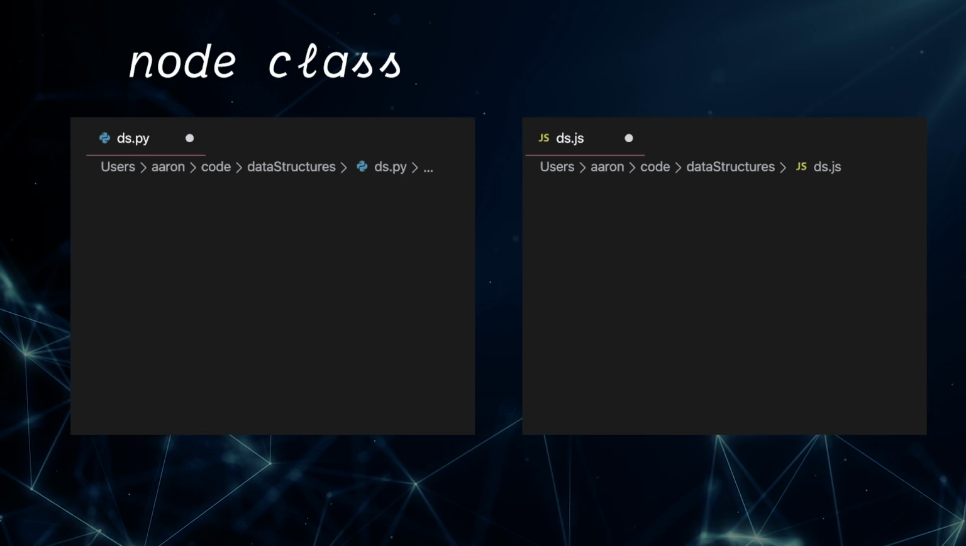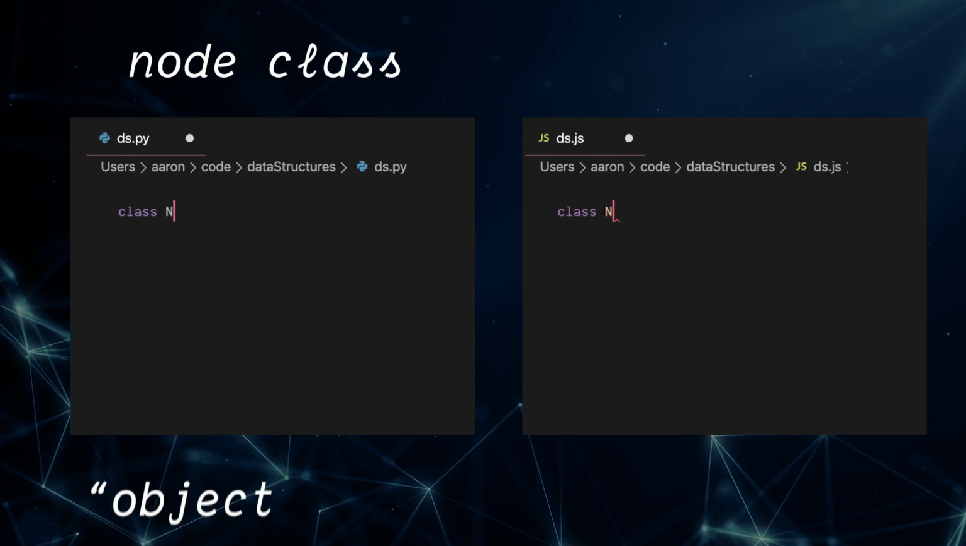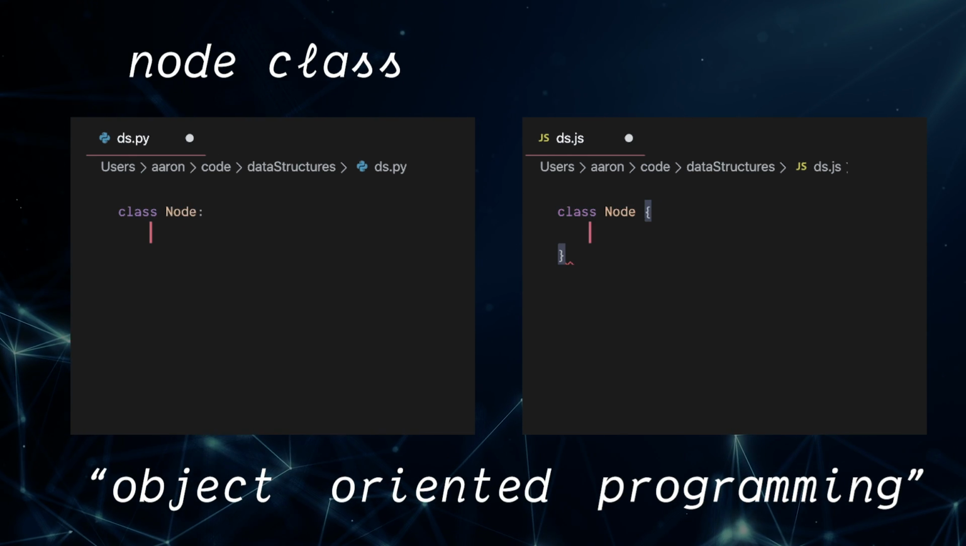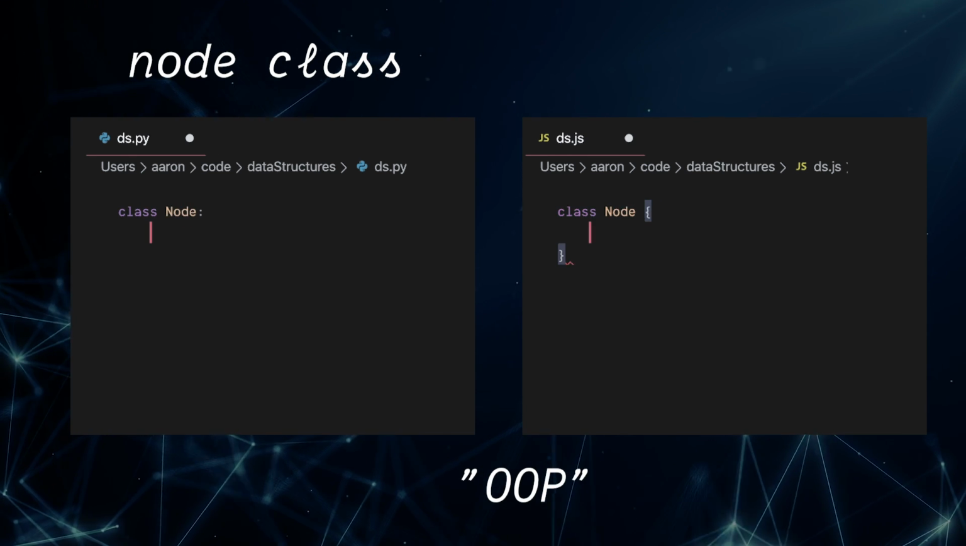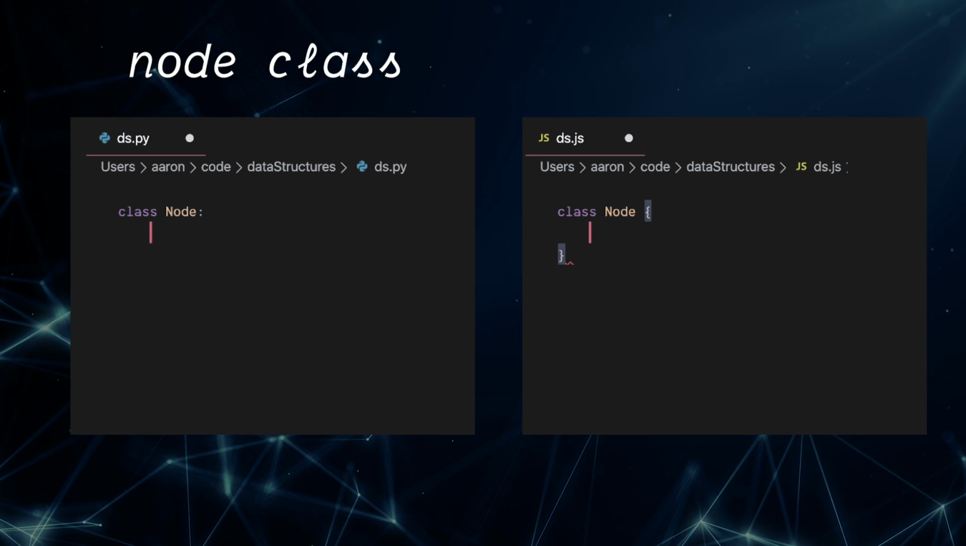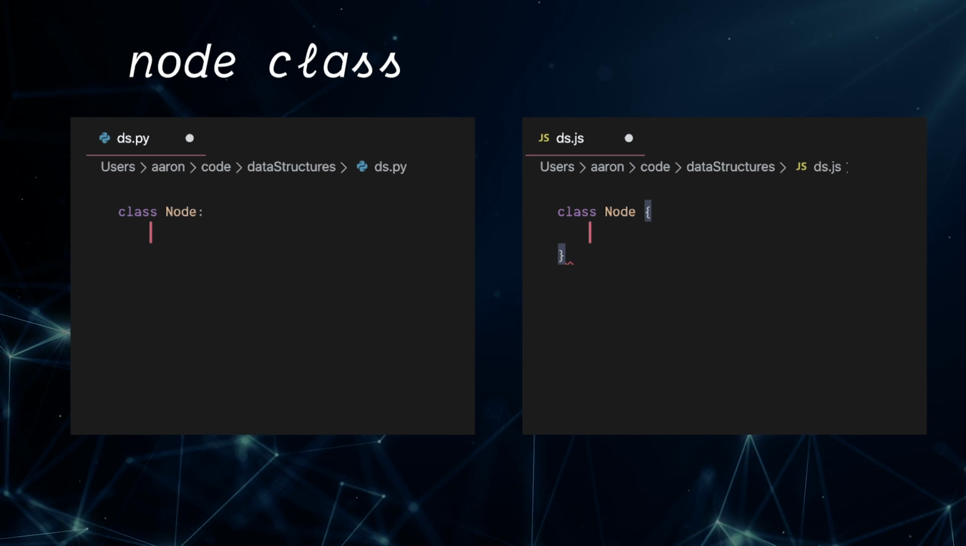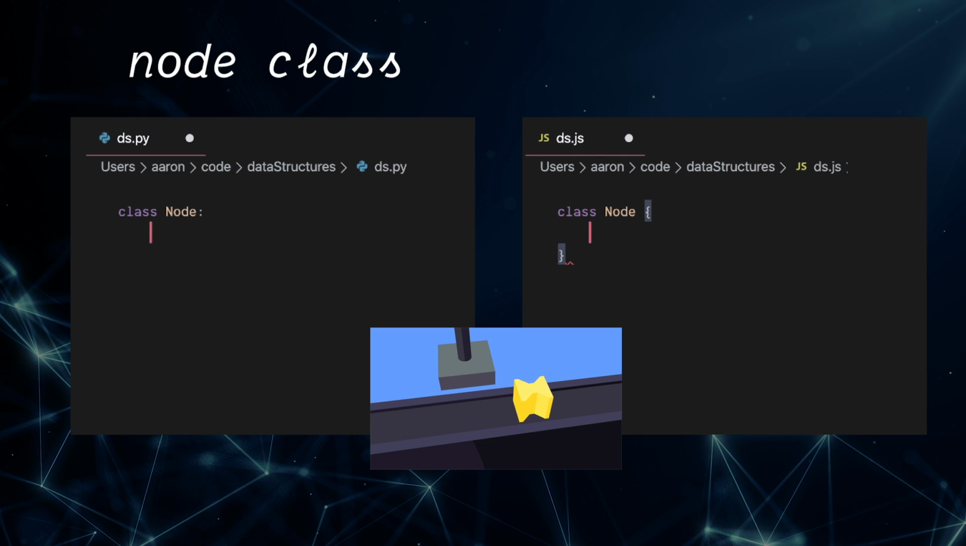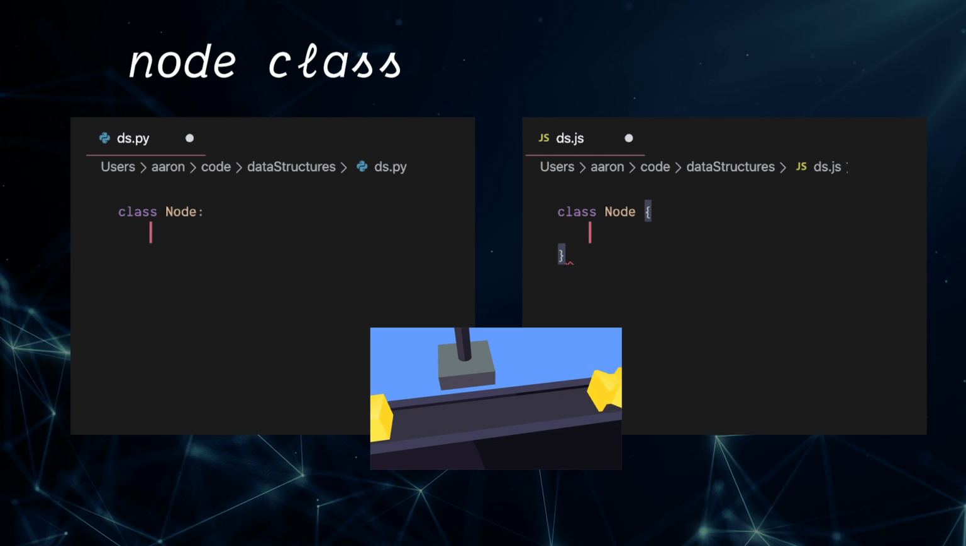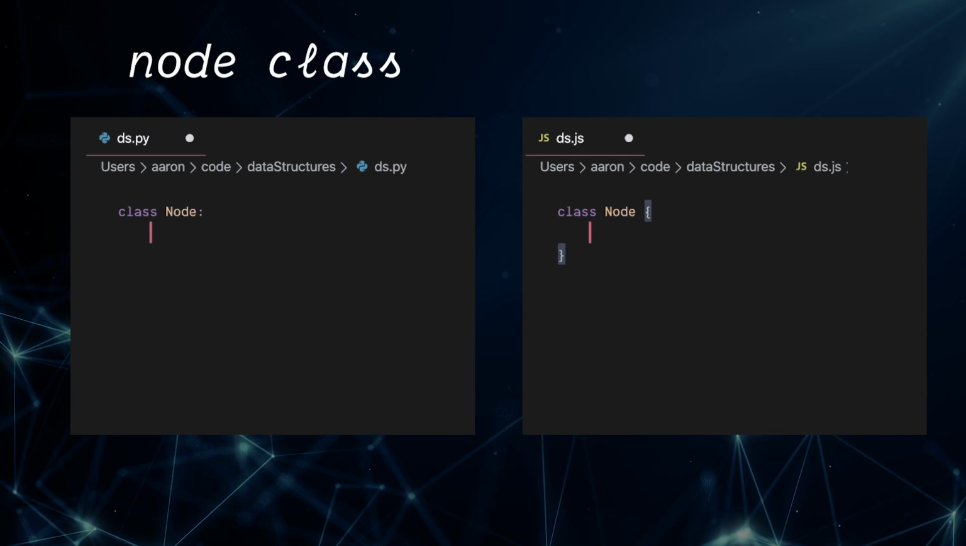Let's implement a node as a class. You have classes in every language that supports object-oriented programming. JavaScript and Python are the two I like most, but classes always have a few things in common. Think of a class as a factory that creates objects. So with one node class, I can create as many nodes as I want.